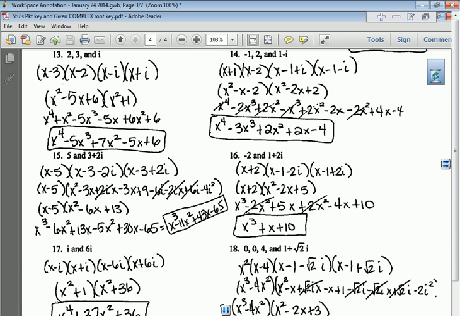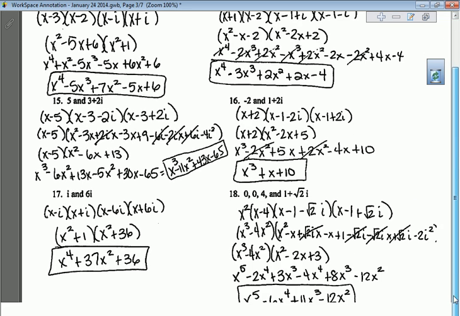All right, let's go ahead and take a look at the bottom. Okay, you can't see all of number 18, but number 18 we didn't do in class yesterday, so you don't need to see all of number 18.